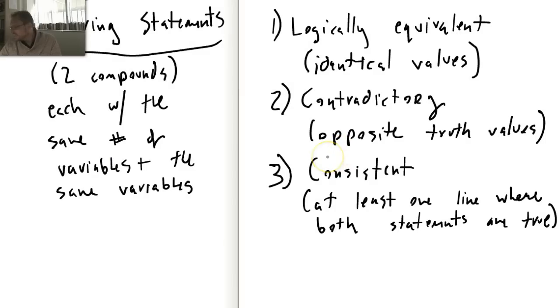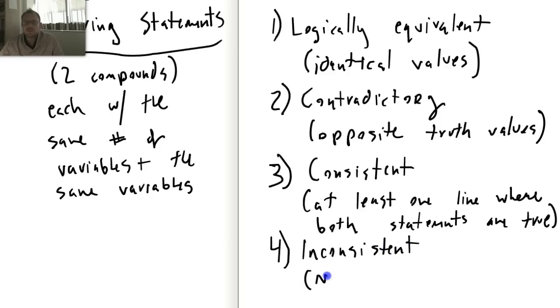Now, what's the last one? The last possibility, if they're not consistent, is that the two statements are, let me erase that, inconsistent. So that's the fourth possibility. That they're inconsistent. And inconsistent means there's no line. Now remember, the same line. There's no line where both statements are true.